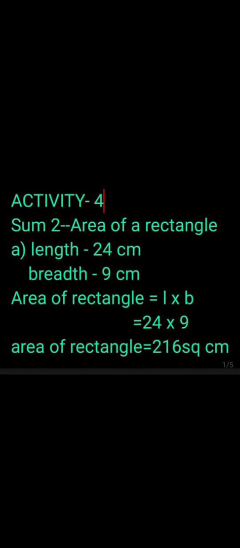Students, let's do a few sums of activity 4. Our second sum is you have to find the area of a rectangle. First sum, when length is 24 centimeters and breadth is 9 centimeters. How will we find the area of a rectangle? Area of a rectangle is length multiply breadth. Length is 24 centimeters and breadth is given 9 centimeters. We will multiply, then area will be 216 square centimeters.